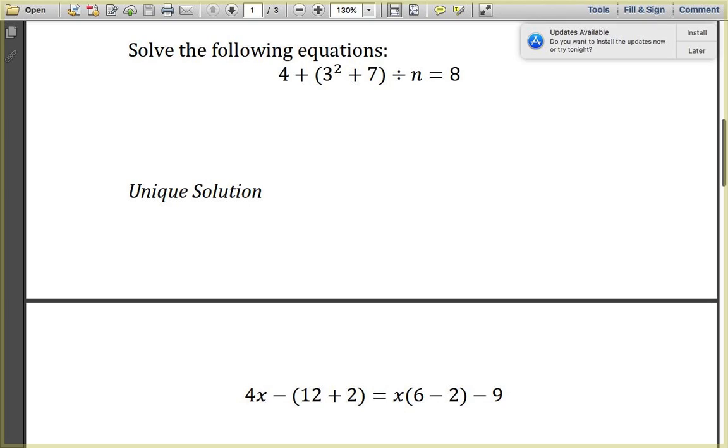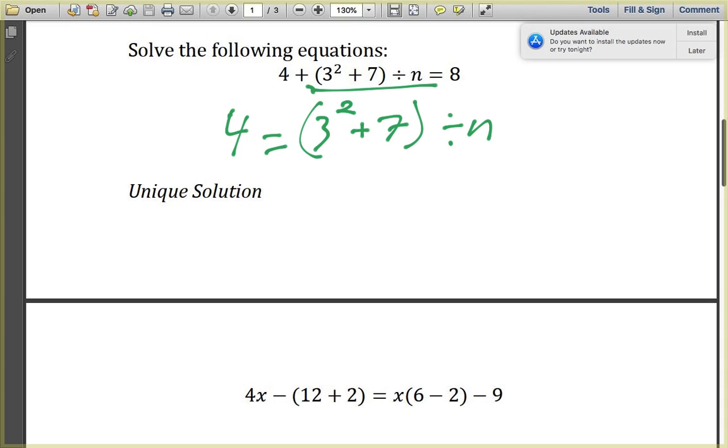Solve this equation. So in this case, we're going to guess and check. So we're going to use some logic. So this is 4 plus something divided by n equals 8. So 4 plus what would equal 8? Well, 4. So then I would need the part I just underlined to equal 4.